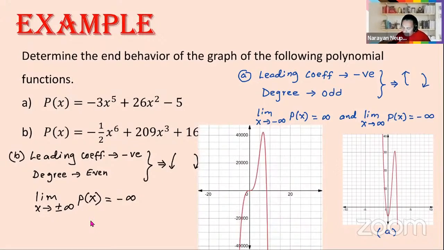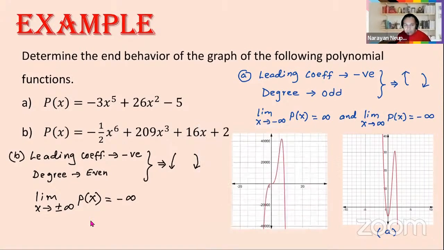Here is my graph for the second part, part B. You can see here, the left end of the graph goes down and also the right end of the graph goes down. Okay, so one more time, in order to determine the end behavior of a polynomial function, we look at two things. We look at the leading coefficient and degree.